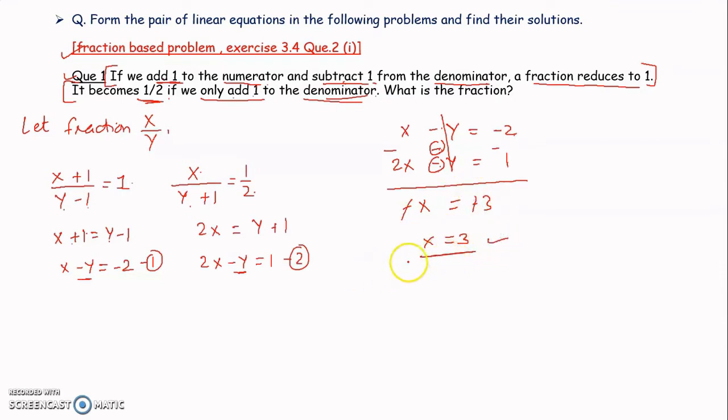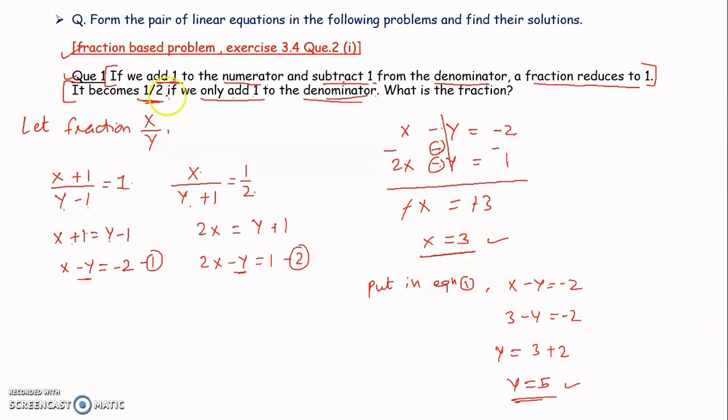Now put this value in either equation 1 or equation 2. Let's put it in equation number 1. Equation number 1 is x minus y equal to minus 2. Here in place of x we will put 3. So this becomes 3 minus y equal to minus 2. So we'll get y equal to 3 plus 2, so y equal to 5. So this is our answer: y equal to 5 and x equal to 3.